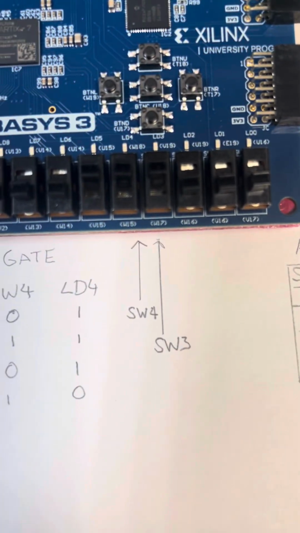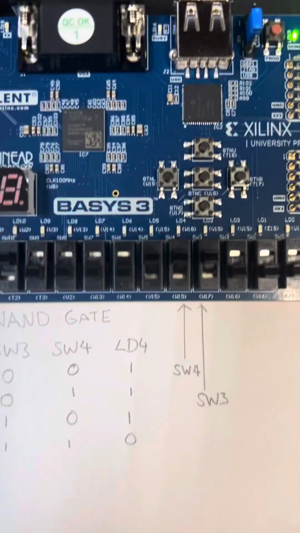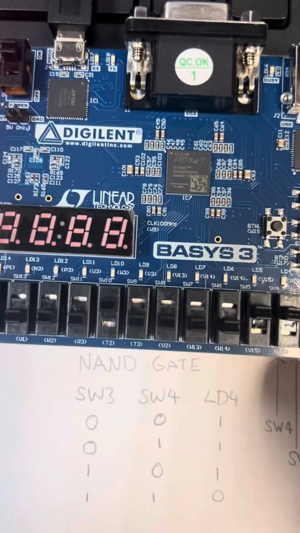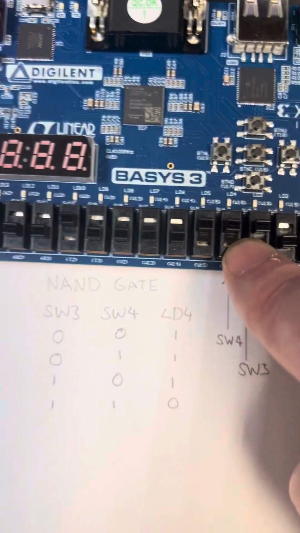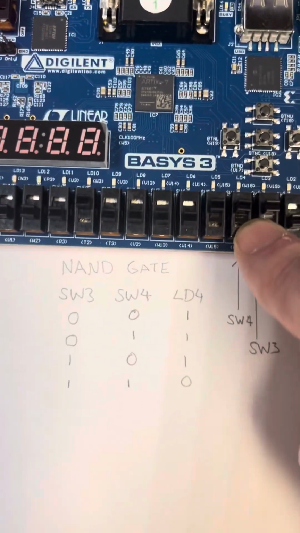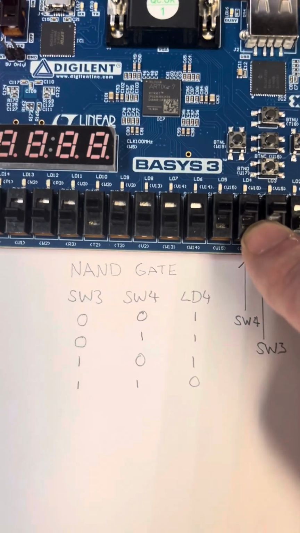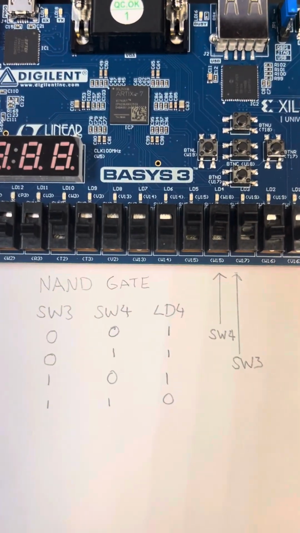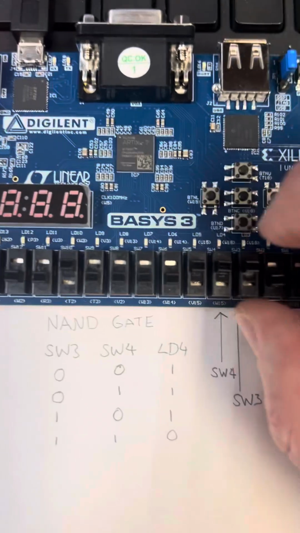Okay, so make sure we're on it. Yes, so we have switch 3 and switch 4, and currently they are both high, and by them being both high, it's going to be 0, which is the light being off.